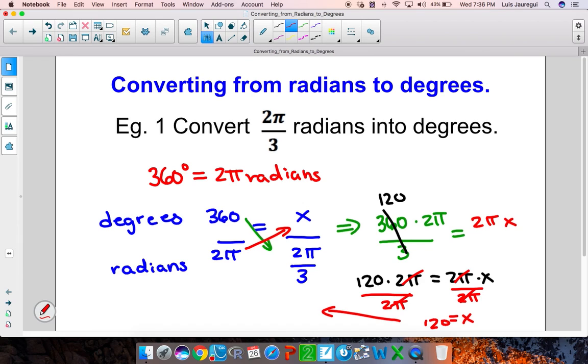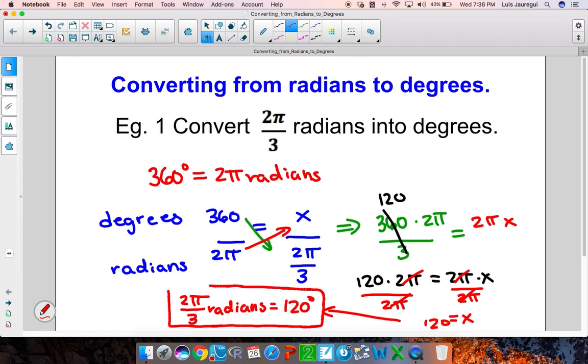Thus, I'm going to write my conclusion here. I can say that 2 pi over 3 radians is really the same as 120 degrees. Notice you don't need to memorize any formulas. All you need to do is know the fact that 360 degrees is equal to 2 pi radians and be able to set up your proportion and solve such proportion.